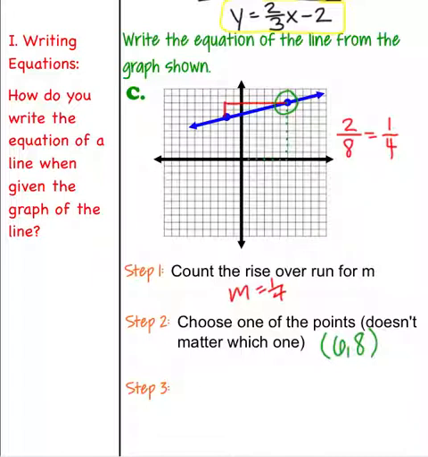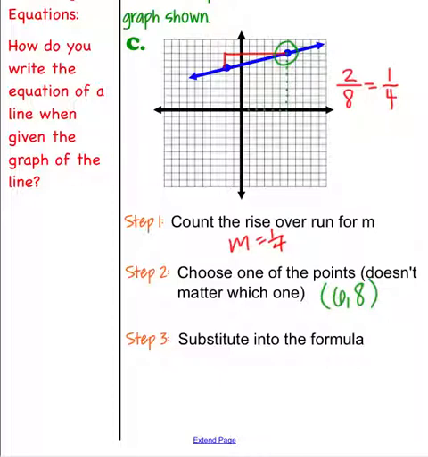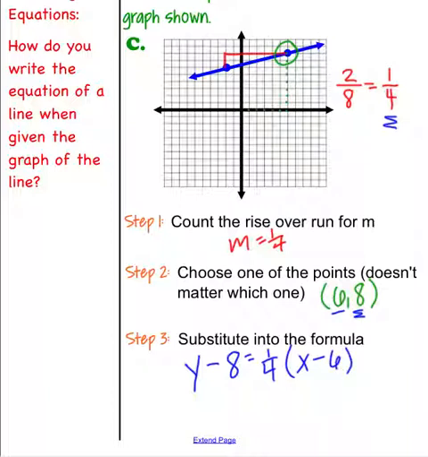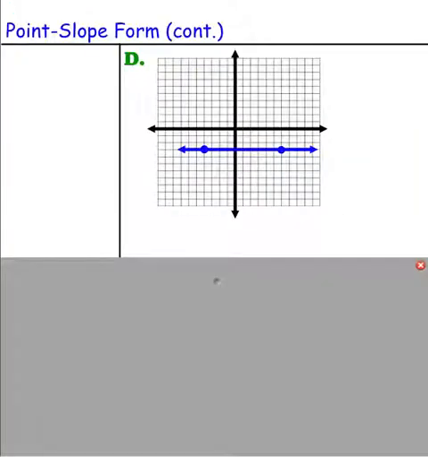Step 3 then is going to be to substitute it into the formula. So we have y minus y1, which is our 8, equals our slope, or m, of 1/4 times x minus x1, which is our 6. And in this case, we didn't ask you to solve it for y, so that would be our final answer. Let's take a look at one more just like that.